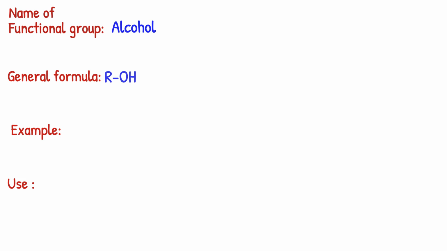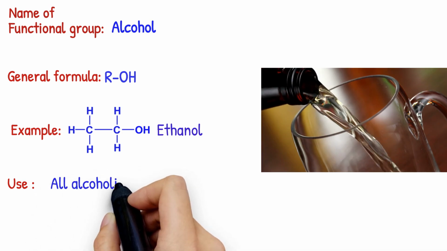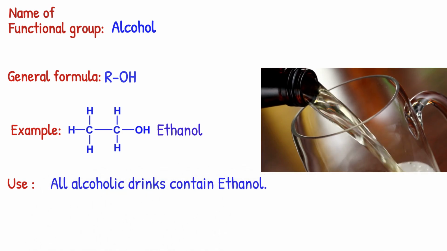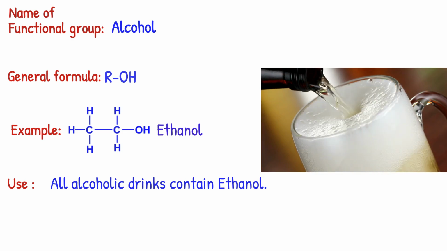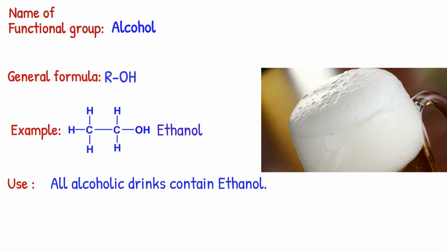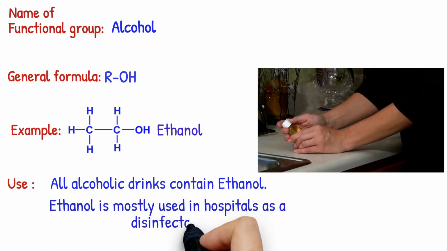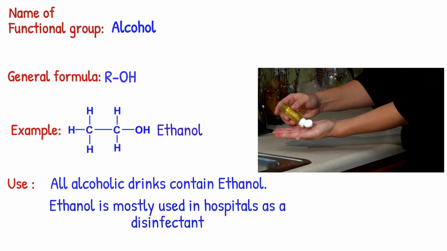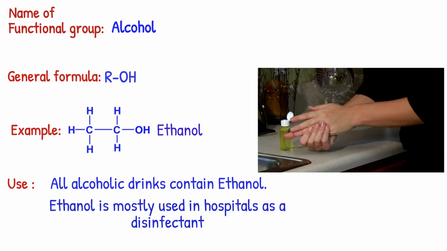Example of alcohol. The most known and most used is this one. This alcohol is called ethanol. Uses: 1. All alcoholic drinks contain ethanol: beer, wine, whiskey, and liquor. Listen. All alcoholic drinks contain ethanol. The second use. Ethanol is mostly used in hospitals as a disinfectant. It destroys most bacterial and viral species.